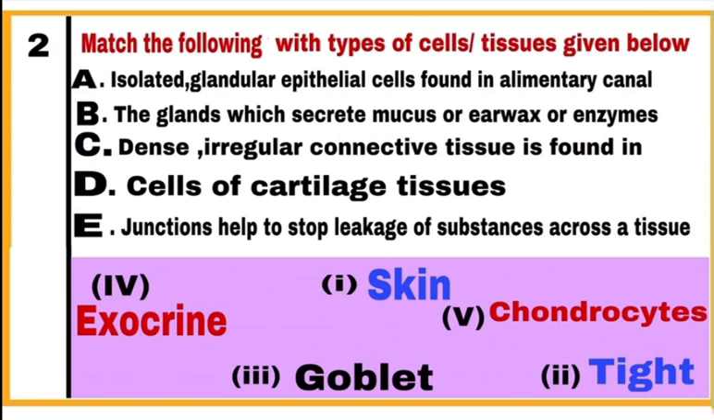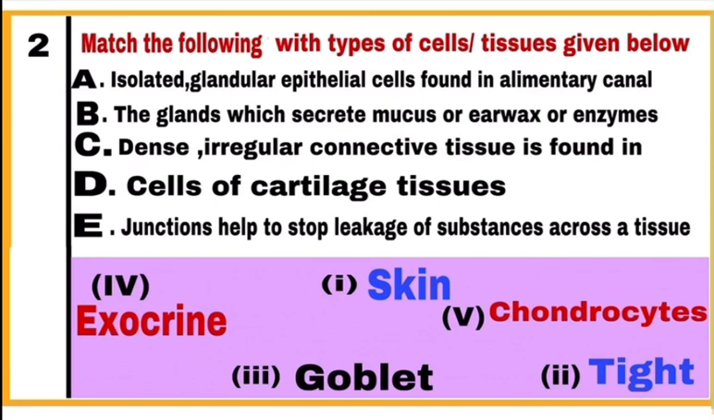B. The glands which secrete mucus or earwax or enzymes. These glands have their ducts to pour the secretion, so they are exocrine glands. C. Dense, irregular, connective tissue is found in. These tissues have fibroblasts and many fibers which are oriented differently and are present in skin. D. Cells of cartilage tissues are called as chondrocytes.